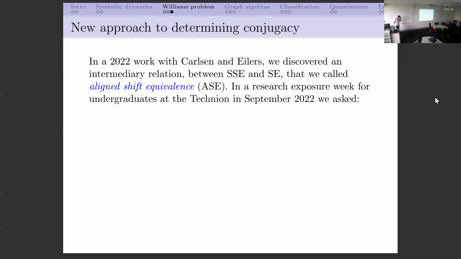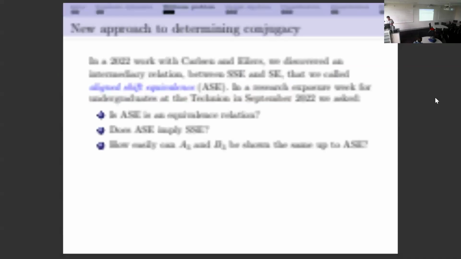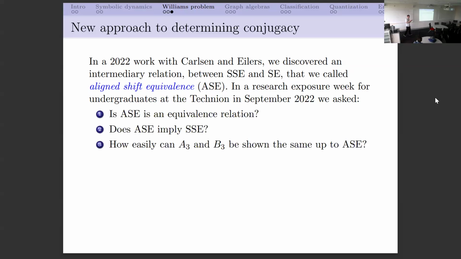And in a research week for undergraduate students, we asked the following questions. Well, we sort of defined it, but it wasn't even clear that it was an equivalence relation. Was it even an equivalence relation? It wasn't even clear, right? We came up with it. And does it imply strong shift equivalence? Is it the same as conjugacy of the subshifts of finite type? And finally, can we detect this new equivalence relation for A_3 and B_3, which, I remind you, take lag 7? They take 7 of these pairs to get from one to the other.